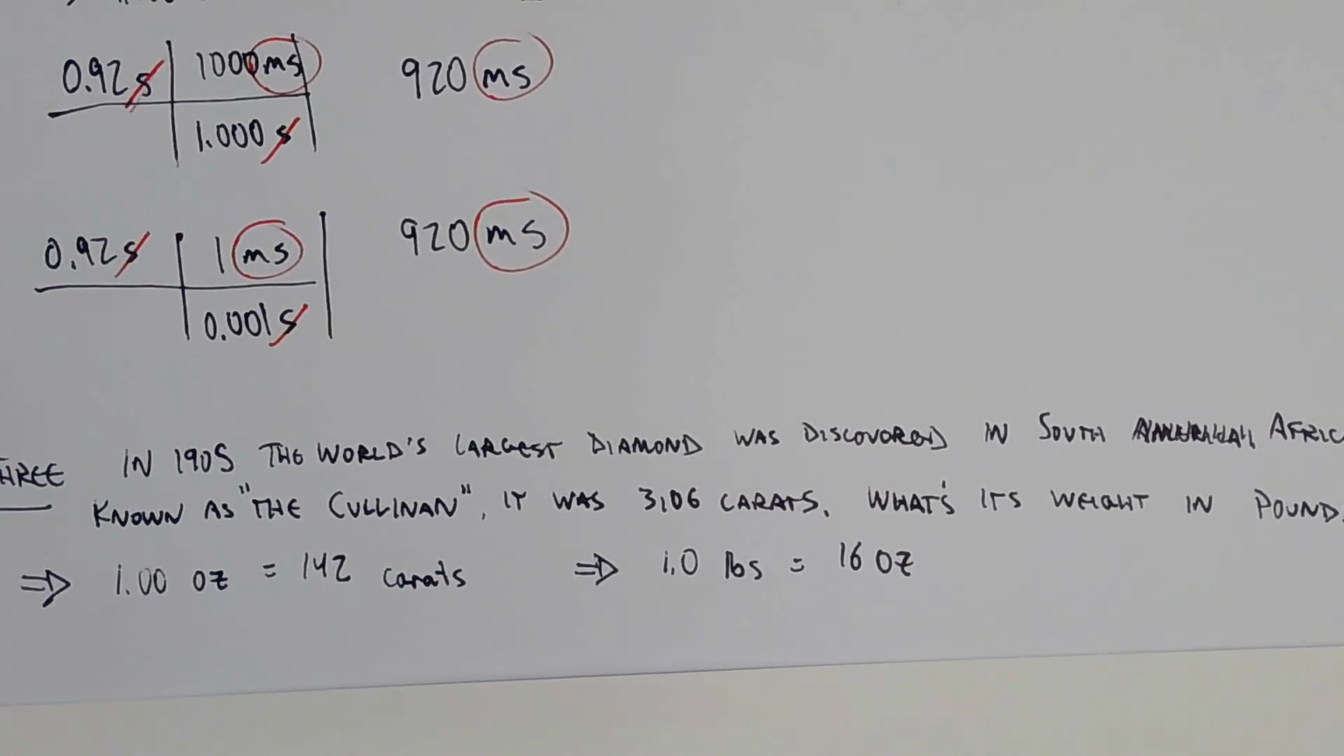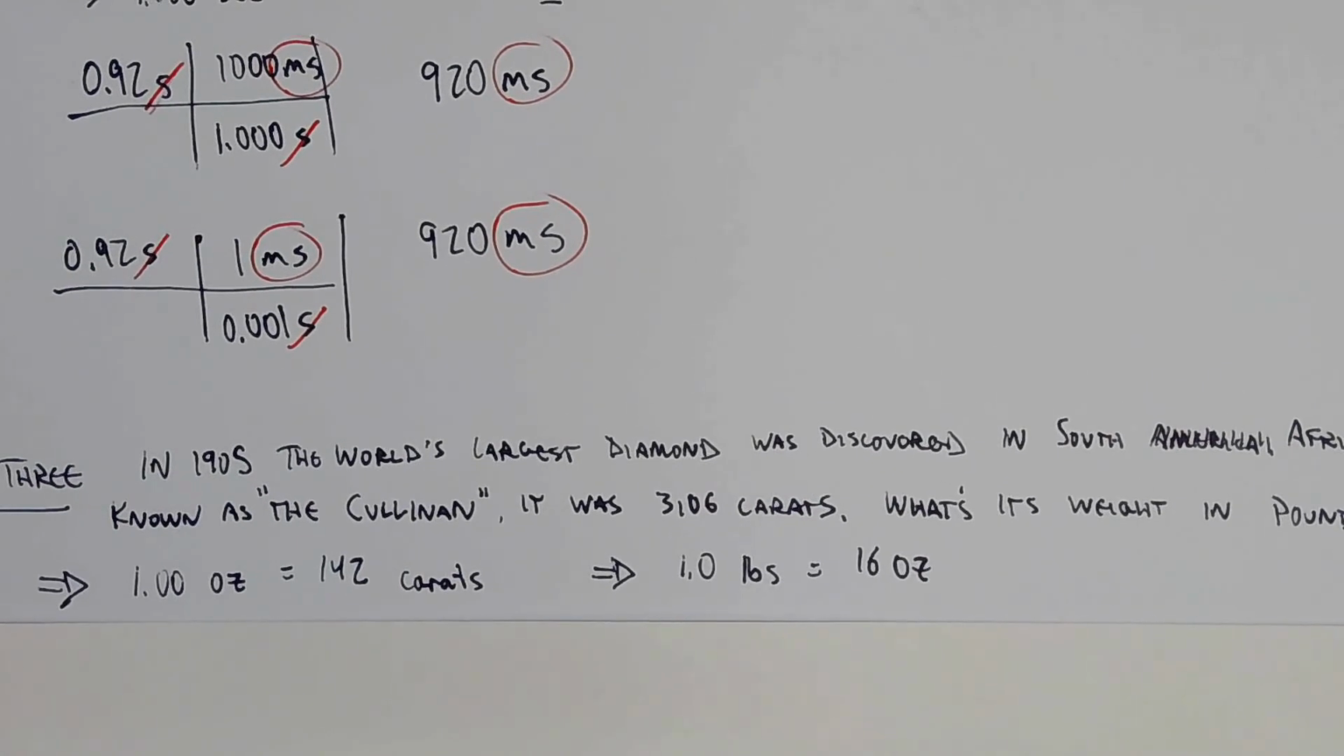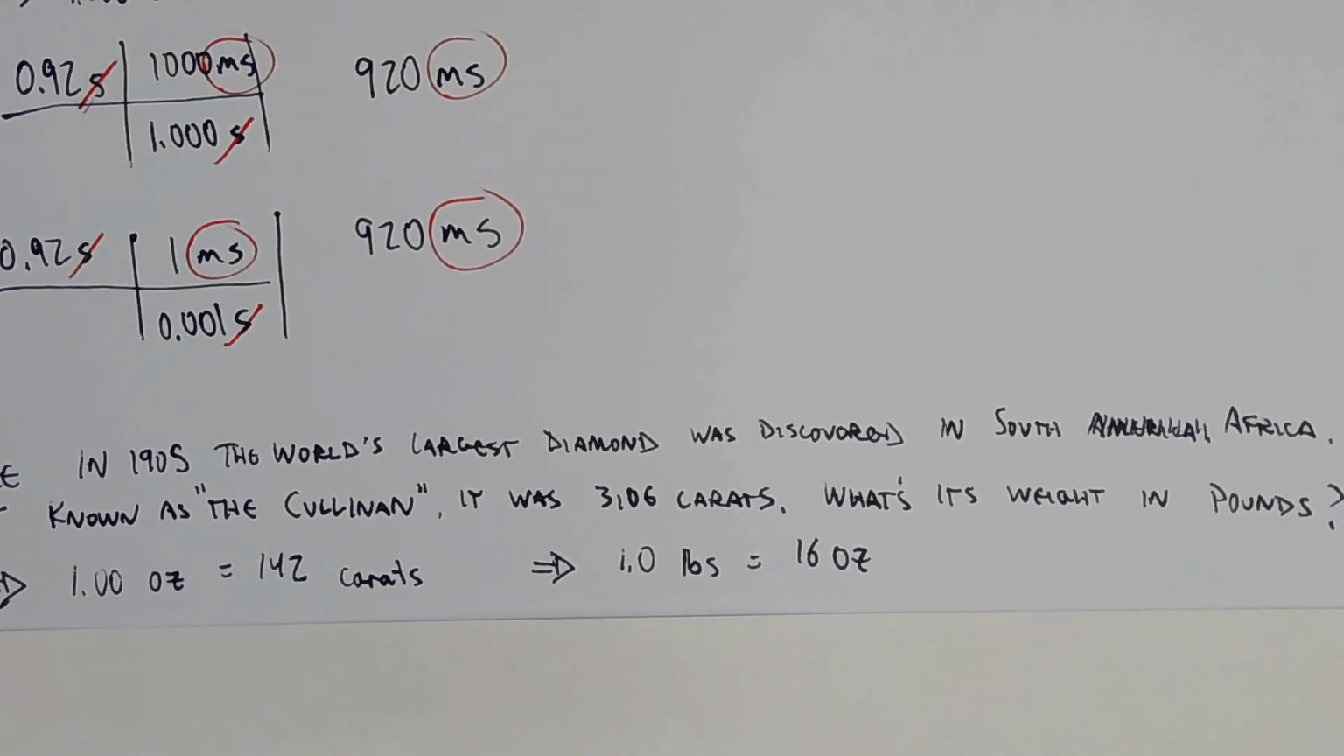So this is an example where you may not know the conversions and you might need to look it up. Now, in theory, I could have looked up just carats to pounds and been done with it, but I just wanted to show you a multi-step solution. So maybe you happen to know that 1 ounce is equal to 142 carats. And if you're an American watching this, you might know that there's 16 ounces in a pound.